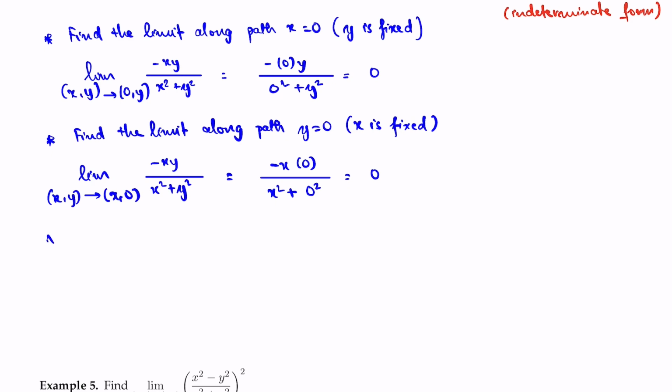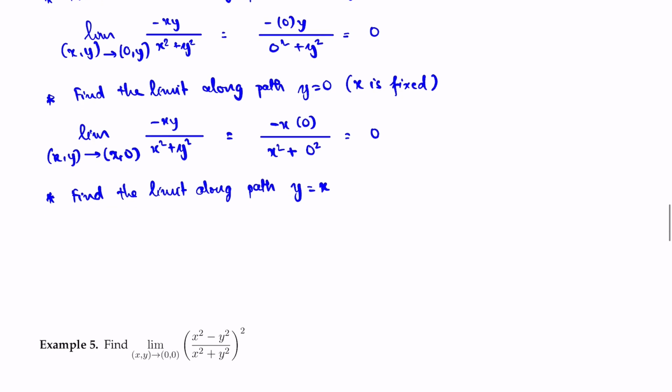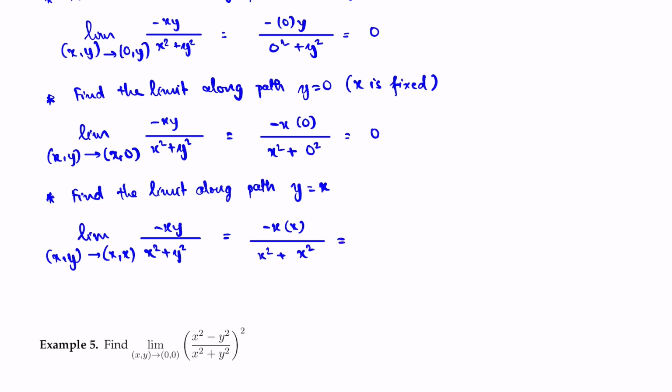So I'm going to move on to the third path, that is, find the limit along the path y equal to x. You want to calculate the limit of the function negative xy over x squared plus y squared as (x, y) approaches (x, x), because y is equal to x in this case. By direct substitution, you get negative x times x over x squared plus x squared. If you do the calculation, you get the result to be negative 1/2.